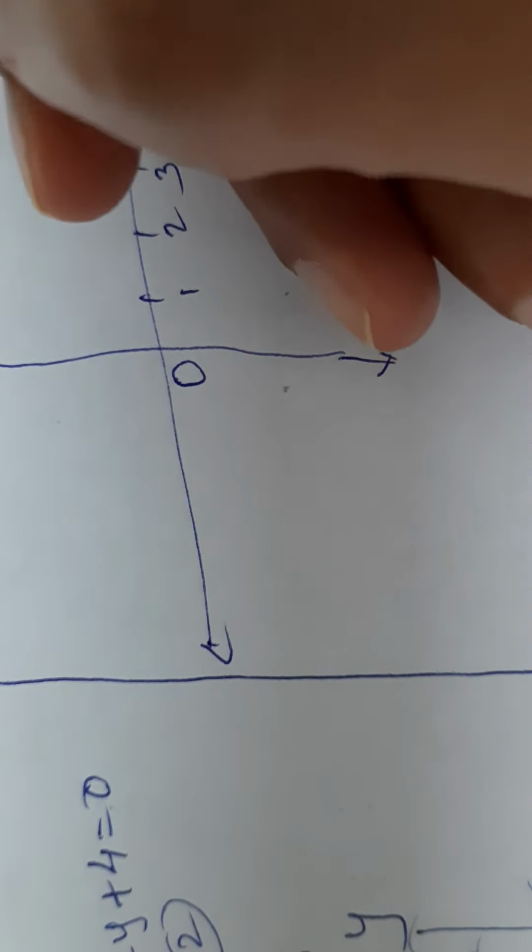On comparing the ratios a1 is to a2, b1 is to b2 and c1 is to c2, and without drawing them, find out whether the lines representing the following pairs of equations intersect at a point, are parallel or coincident. So let's start. Here the first equation is 5x minus 4y plus 8 equal to 0, and the other equation is 7x plus 6y minus 9 equal to 0.